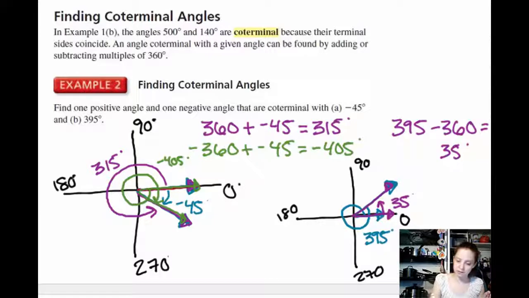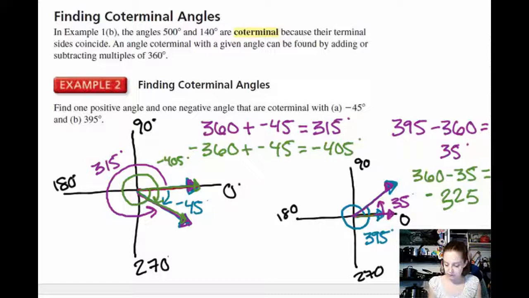And then to go negative, 360 is the full way around minus 35, and that is, not 200, negative 325. So I have my initial side, and if I go negative 325 degrees, I will end up with the same terminal side.